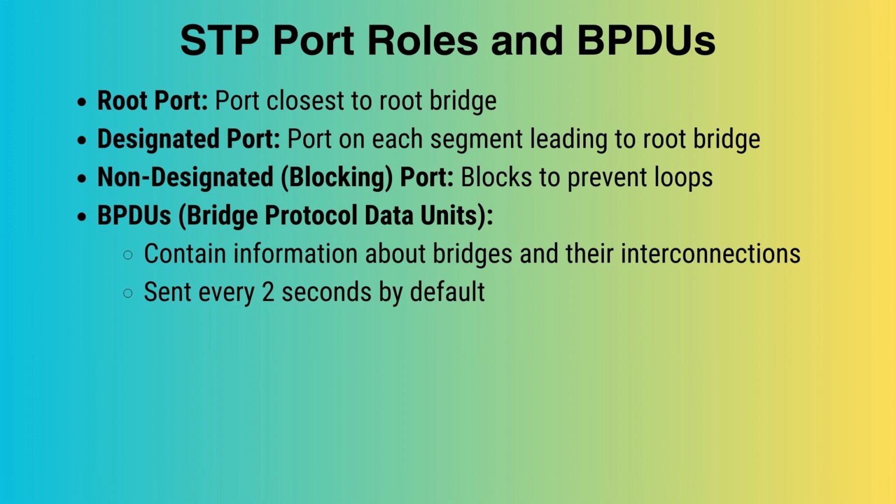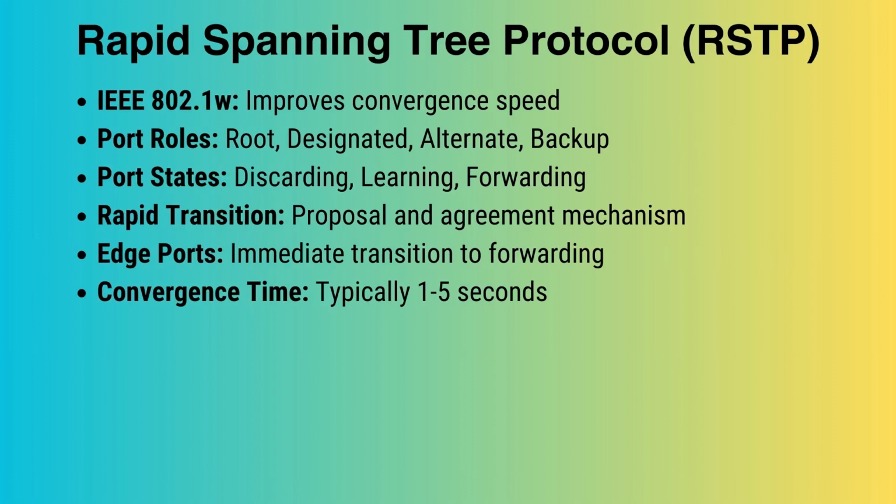Bridge Protocol Data Units (BPDUs) are the messages exchanged between switches to share information about the network topology. BPDUs contain details like the bridge ID and path cost, and they are sent every 2 seconds by default. These messages help switches identify the root bridge and establish the shortest paths to it. Understanding the roles of ports and the function of BPDUs is crucial for maintaining an efficient and stable network. Next, let's move on to Rapid Spanning Tree Protocol, RSTP, which enhances the original STP for faster convergence.